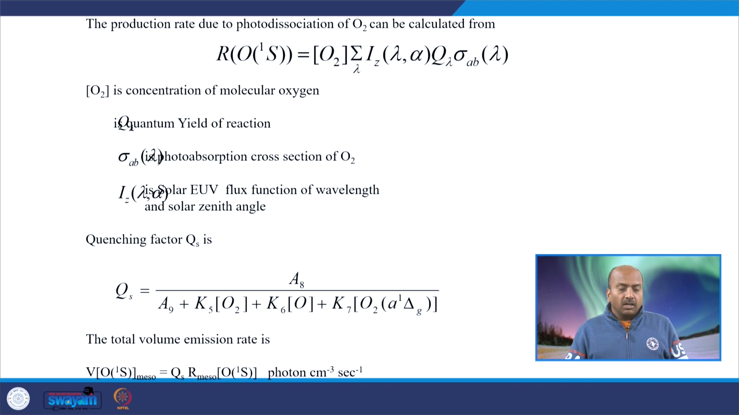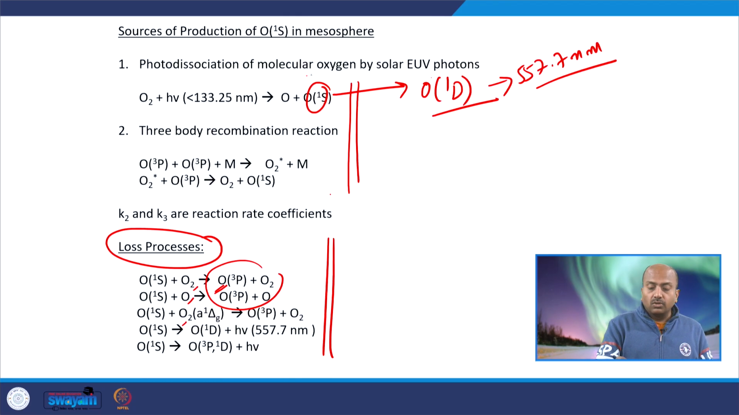There is a simple mathematical formula with which you can find the production rate at which photodissociation of O2 is happening, which means the source reaction is happening. And there are some parameters on the right hand side which indicate the quantum yield of the reaction and the photo absorption cross section, that is, how effectively a photon can be captured for the dissociation of oxygen. And this reaction, the photodissociation of molecular oxygen, heavily depends on the solar zenith angle.